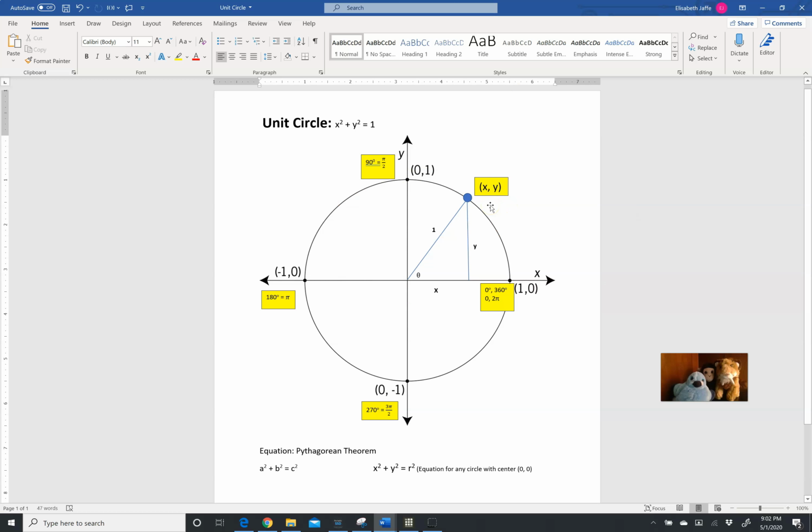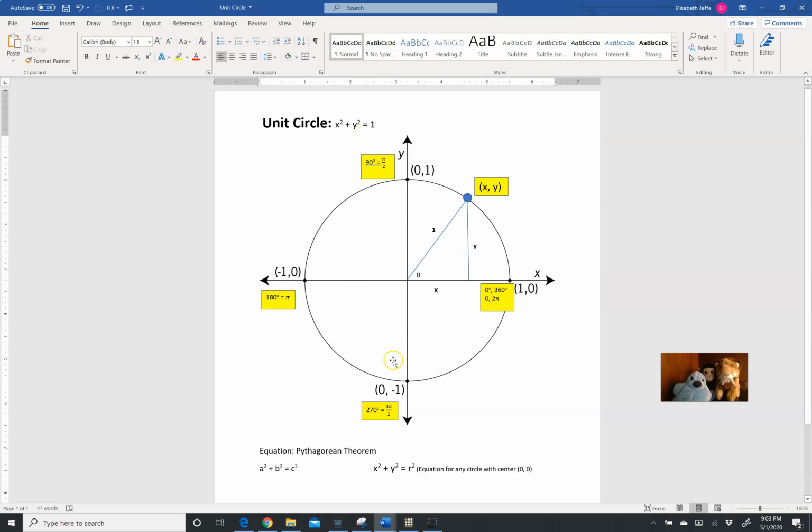So we took any point on the circle and we labeled it x, y, and then we saw that we could create a right triangle using that, okay? So when we create the right triangle, the horizontal distance is x, the vertical distance is y, because to get to the point x, y, we go over x and up y, and the diagonal, or the hypotenuse, is 1. So using the Pythagorean theorem, the relationship that we get between x and y is that x squared plus y squared is equal to 1.